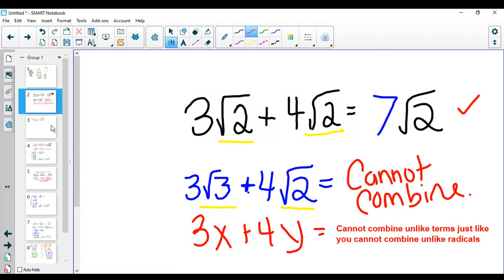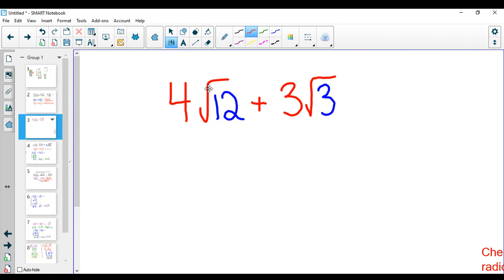Okay, so now just because the radicals are not the same doesn't mean we can't automatically figure that out. So this 12 and this 3 are different, right? But because 12 can be broken down and simplified, we might end up getting a radical 3 where we can combine it with the 3 radical 3 over here. All right, so let's see what we can combine 12 into.